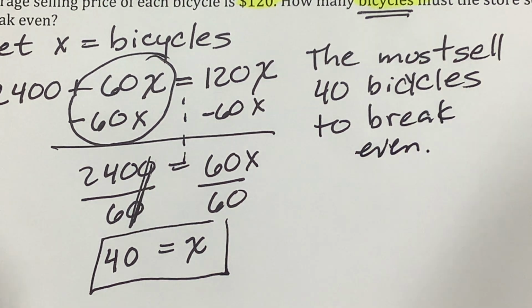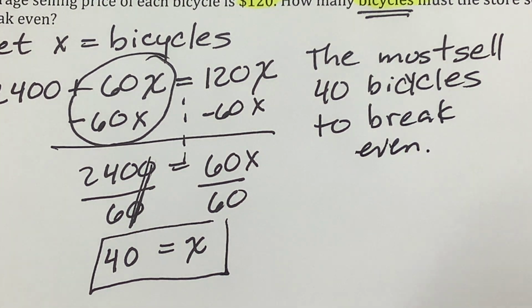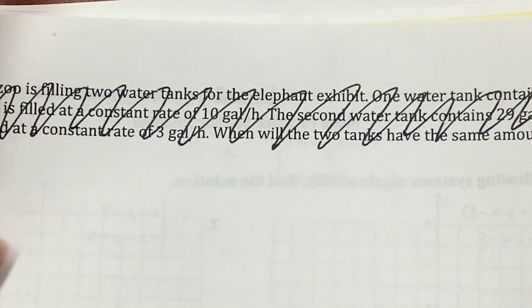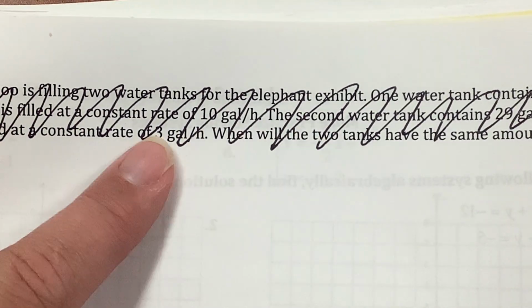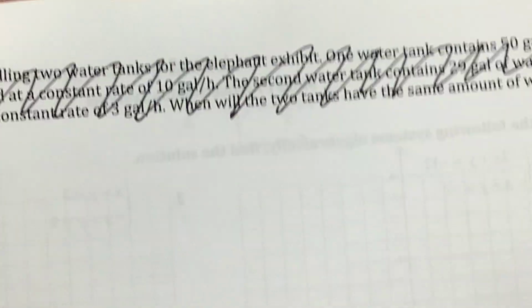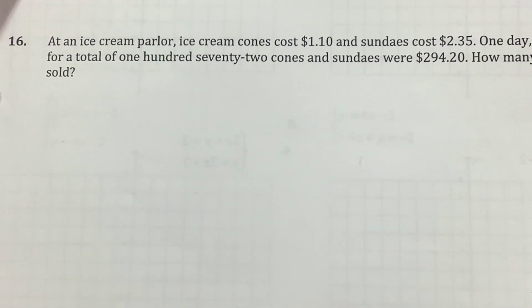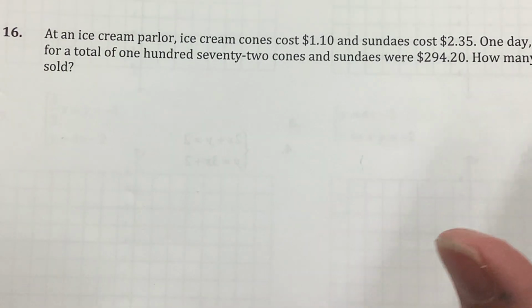And it doesn't ask us any more costs or anything else. It's just, that's it. 40 more bicycles to break even. And I crossed off this top question because it's a typo. There's 2 typos in it, actually. I fixed them, but we can't do that problem because of the typos. So now we are down here at the last word problem.